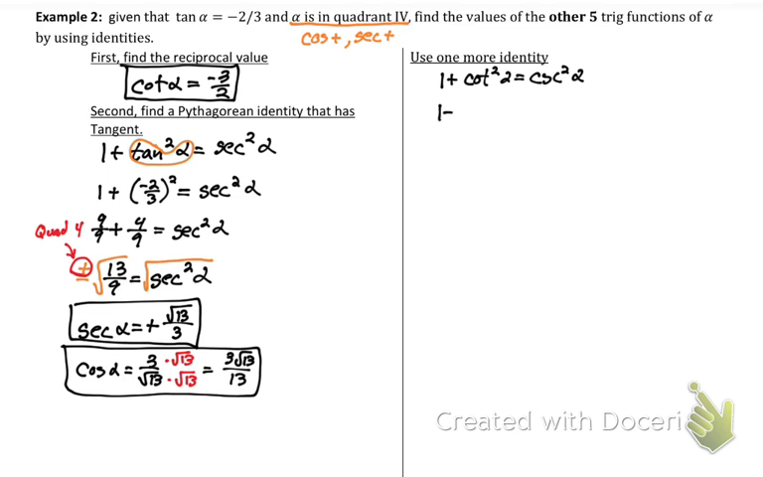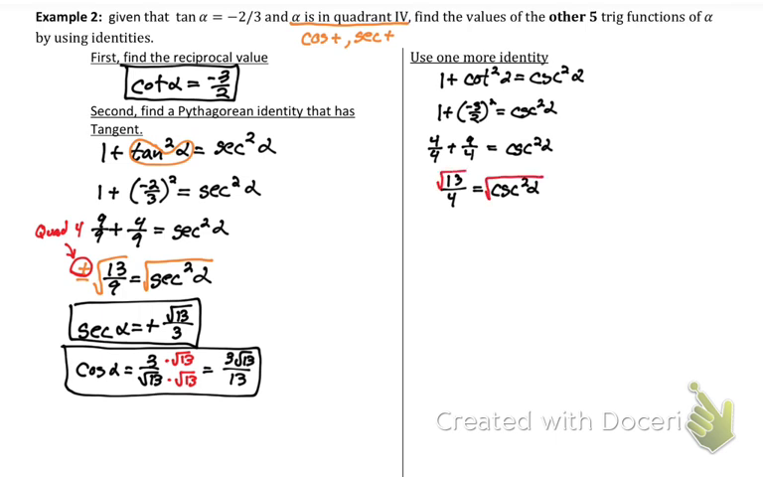So I'm going to move forward in this and say this is 1 plus, our cotangent is negative 3 over 2, equals cosecant squared alpha. Negative 3 over 2 becomes 9 over 4. It is positive because it is parentheses, which means I'm going to change the 1 to 4 over 4. That equals our cosecant squared alpha. That will give me 13 over 4 equals cosecant squared alpha.